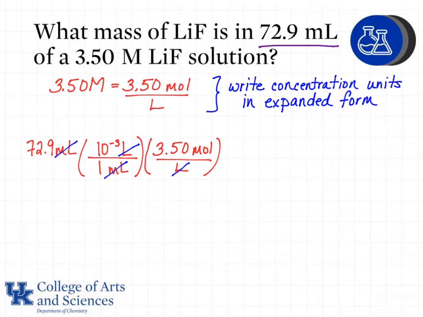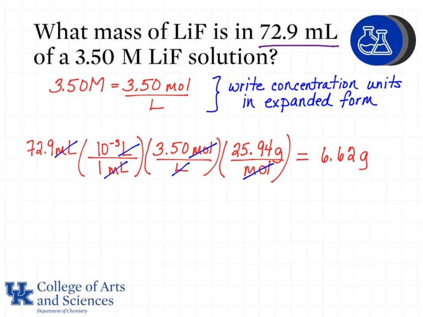I need to get rid of the moles, so it needs to go on the bottom of the next step, and I'm trying to get to grams, so I'll use molar mass, and the molar mass of LiF is 25.94 grams per mole. Moles will cancel. Now I can do the calculation, and I find that I have 6.62 grams of LiF.